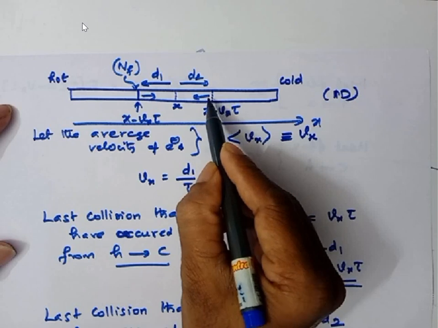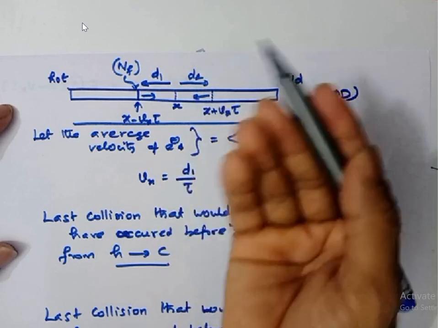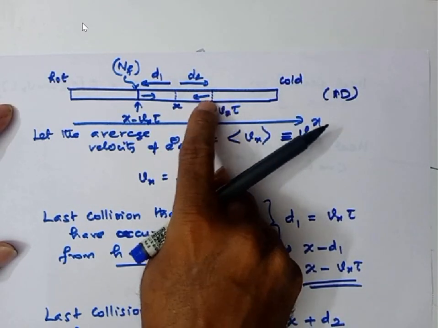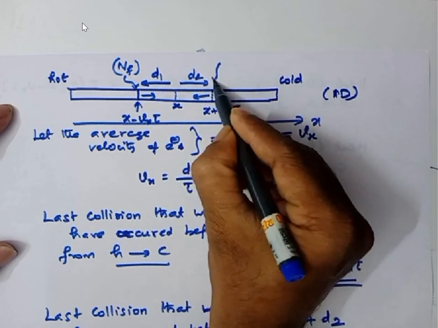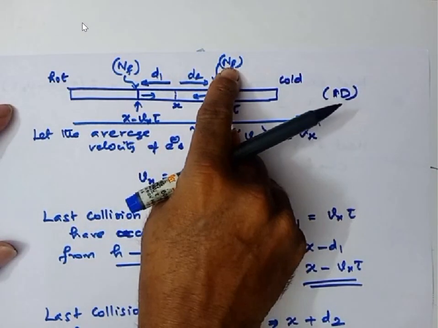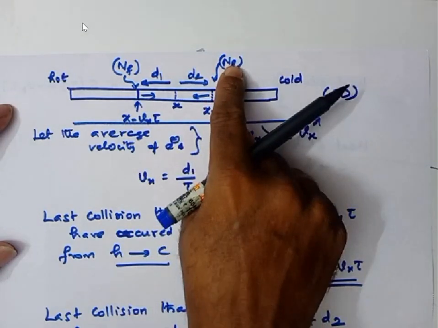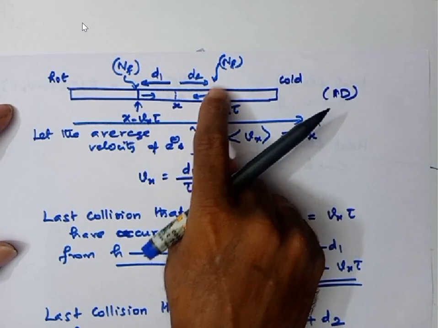I'll repeat, the free electrons moving towards X carry some energy. What is the energy carried by the electron? It is the energy possessed by the free electron at this point. Clear? And we have enough free electrons here also. Here NF is nothing but the number of free electrons per unit volume, which is the same everywhere.